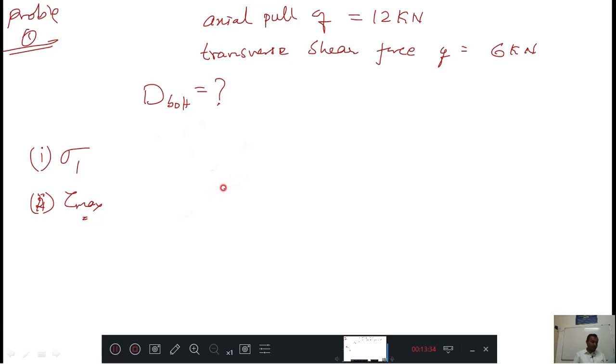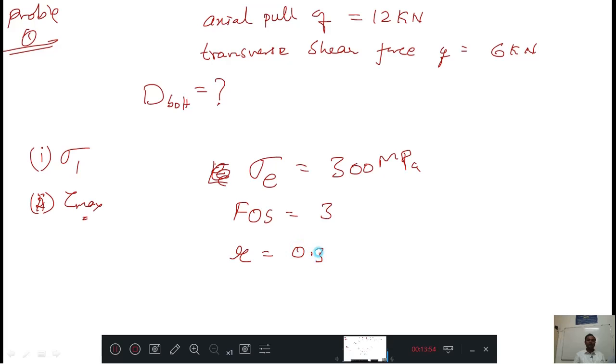And the elastic limit is given, that you can call sigma E. The elastic limit is given as 300 MPa, and the factor of safety is given as 3, and Poisson's ratio mu is given as 0.3 if required. If you want, then Poisson's ratio is also given. These data are given and you need to solve the problem. Once again I read it. A bolt is subjected to an axial pull of 12 kilonewton together with a transverse shear force of 6 kilonewton.